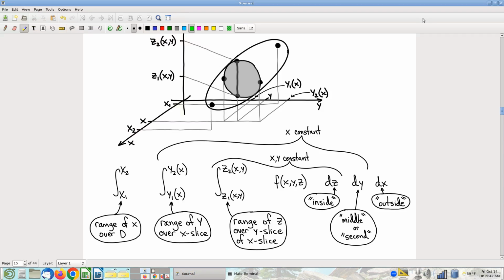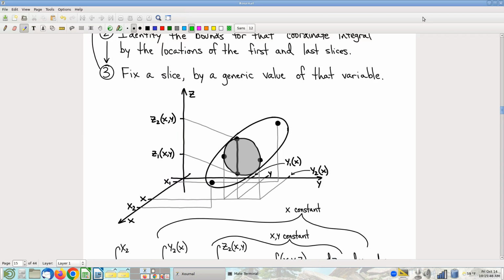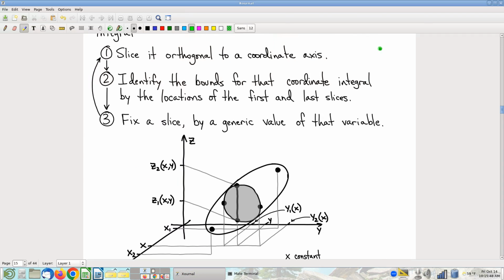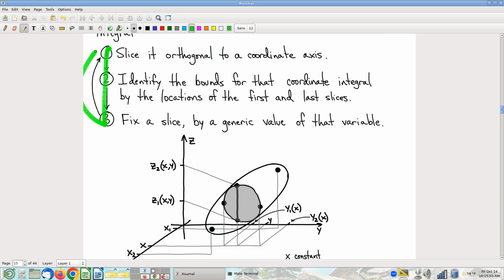Okay, we're recording. So, last time we were talking about how to slice up a three-dimensional solid, right? And there's this process to follow, and you have to cycle through this 3 times, right? One for each of the 3 different directions that you're going to be slicing, because it's a triple integral, because it's a solid.